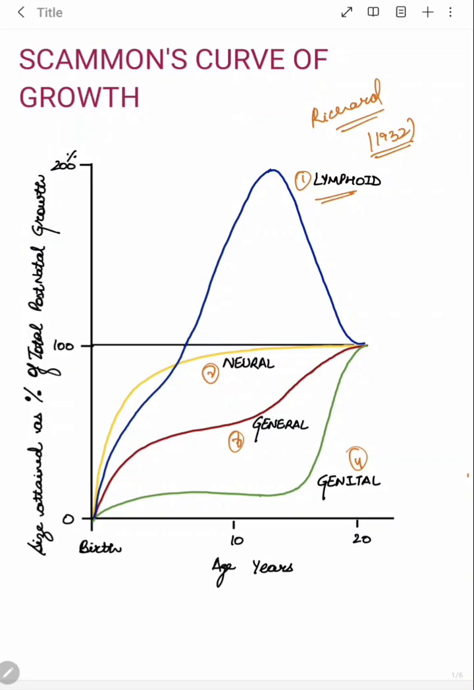Here in this graph, you can see that there is age in years on the x-axis, and on the y-axis we can see the size in percentage of the total postnatal growth. So why is this graph important? Because it is summarizing the differential nature of postnatal growth.